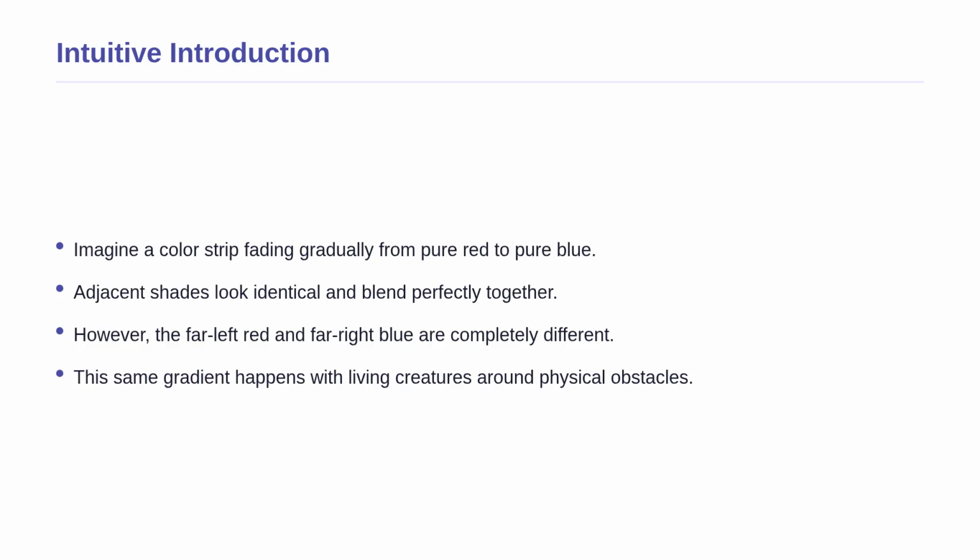However, if you take the far left red and the far right blue and put them right next to each other, they are completely different colors that do not match at all. Now, imagine this exact same concept happening with living creatures, spreading around a giant physical obstacle, like a massive mountain range. This beautiful, continuous gradient of life is what we call a ring species.